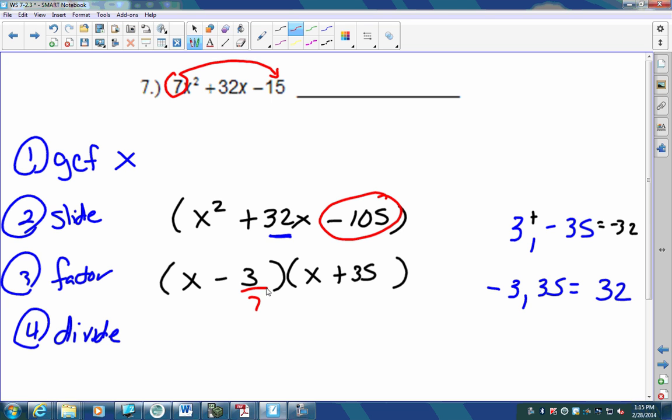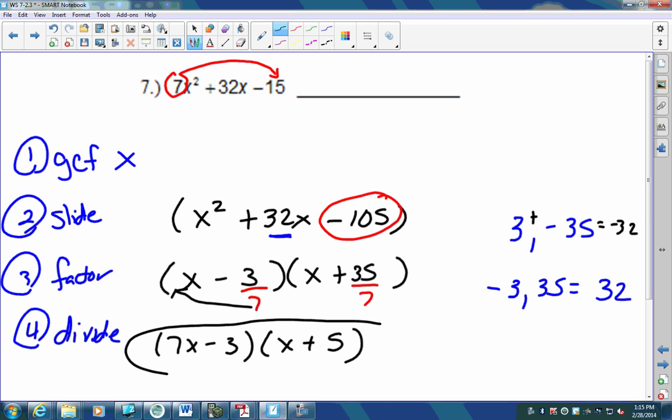All right, now we divide by 7, right? Did I get it right yet? Yes? All right. Does 3 divided by 7 work out evenly? No. So put that 7 in front of the x. 7x minus 3. Does 35 divided by 7 work out? It's 5. So it's x plus 5. And that's your answer. All of these right there.